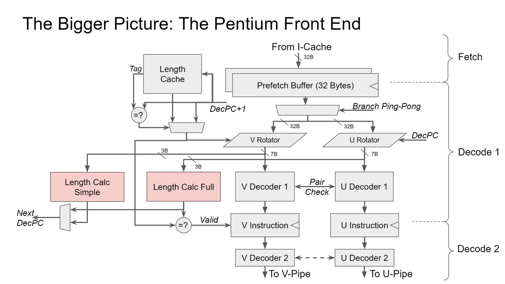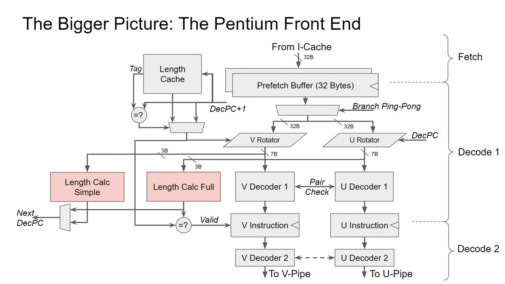In parallel to the first stage decoders, the length of U and V instructions are also calculated from the output of the rotators. Note that the U length calculator does a full length calculation, while the V length calculator does a simple length calculation. The reason for the disparity is again due to a restriction in which instructions can execute in the V pipeline. If an instruction cannot be committed to the V pipeline, then the length calculator need not figure out the instruction's actual length. In the case of such an instruction, nothing is committed to the V pipeline, and instead the length obtained from the U length calculator is used for the next decode program counter. As a result, the length calculator for the V pipeline can be simpler.